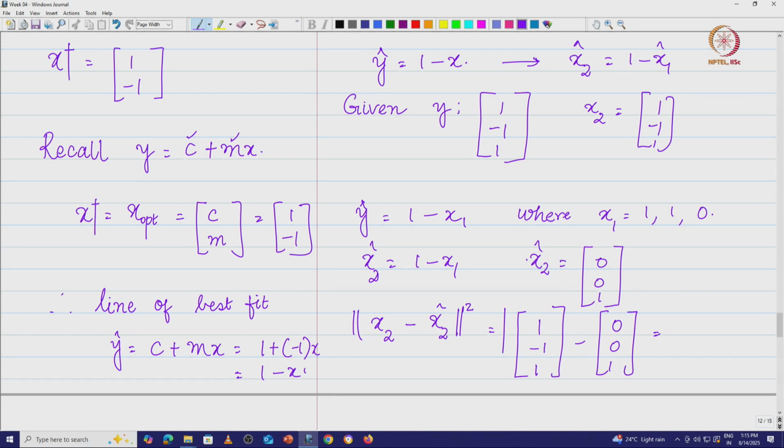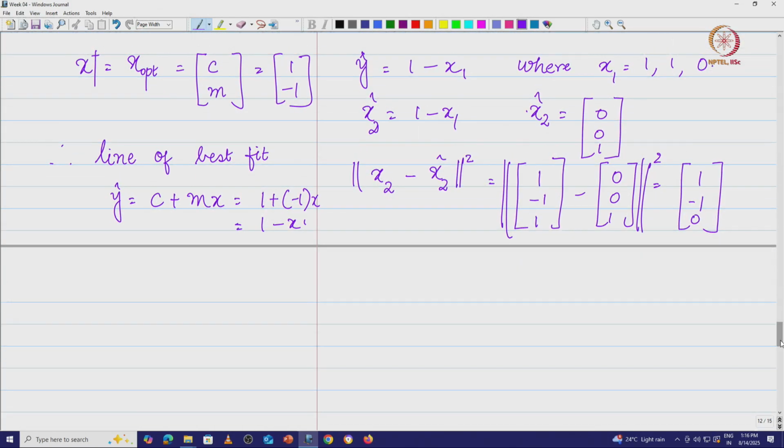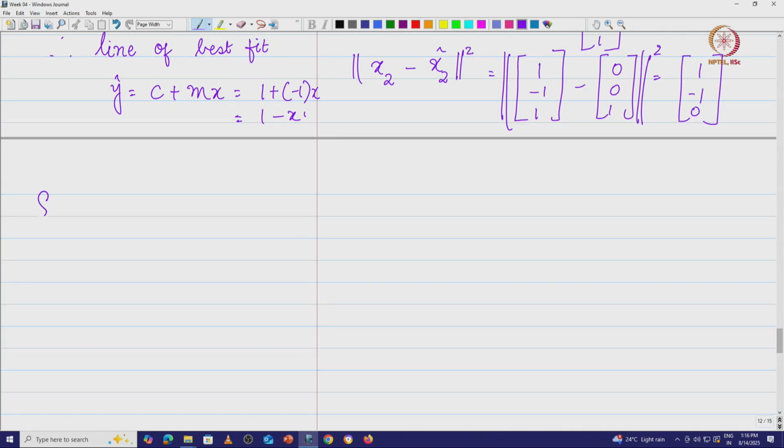So, which is nothing, and I want to look at the squared norm of this. So, this is going to be 1 minus 0 is 1, minus 1 minus 0 is minus 1, and 1 minus 1 is 0. So, this is what we have, right. So, the squared error is going to be the square root of 1 squared plus minus 1 squared plus 0, which is nothing but the square root of 1 plus 1, which is square root of 2, right. This is what we have.